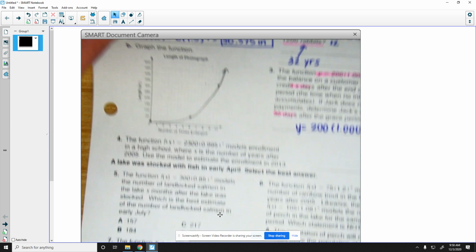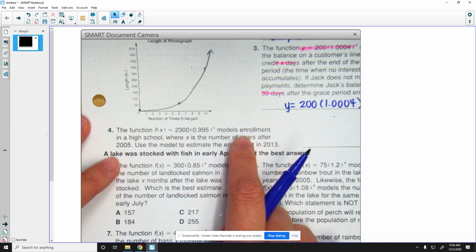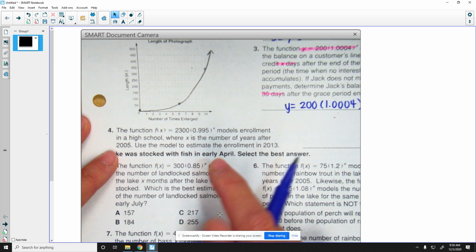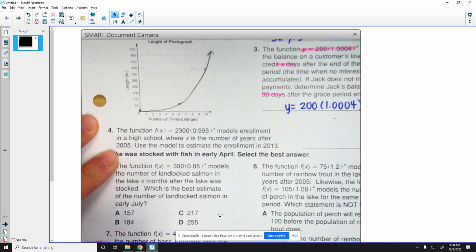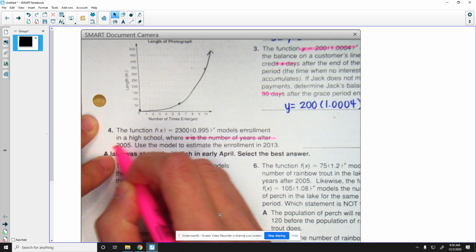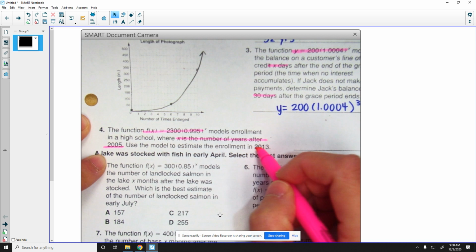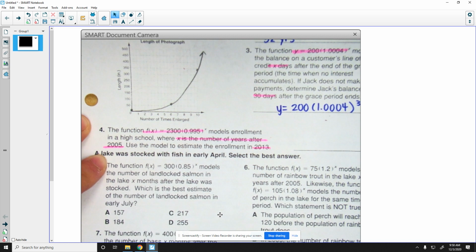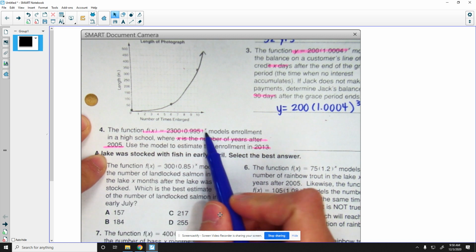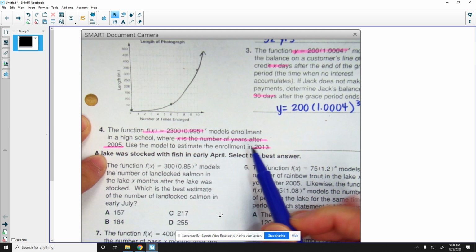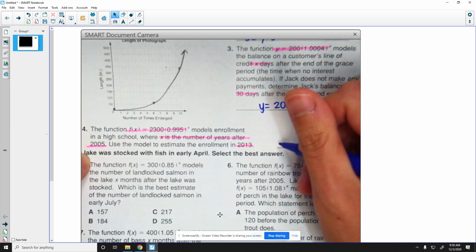Next one. Number 4, the function models enrollment in a high school where X is the number of years after 2005. Use this model to estimate the enrollment in 2013. So X is the years. So here's the year. I am going to plug it in my calculator.